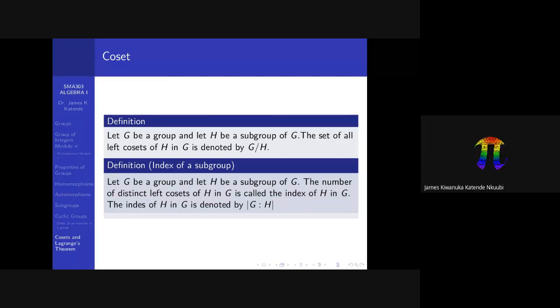So based on what we have discussed, we can set up some definitions. Let G be a group and H be a subgroup of G. Then the set of all left cosets of H in G will be denoted by G, and then we have this / H. This is a forward slash, not a vertical slash. You must get that very clearly. So when you're writing this down, don't write it as a vertical line. It's a forward slash. It's slanting. We shall look at some examples shortly of how to use this.